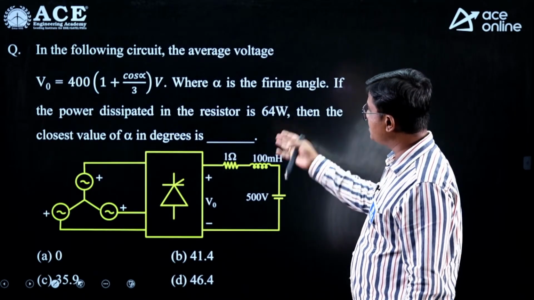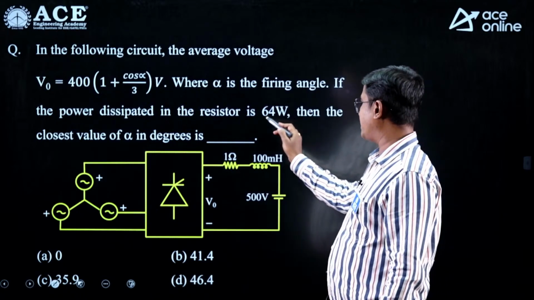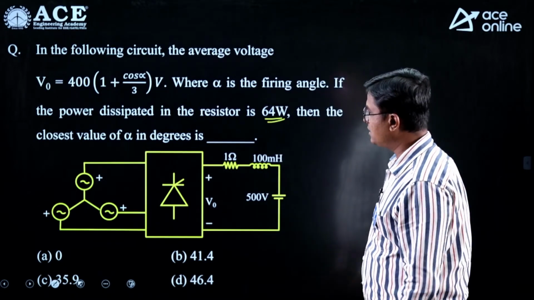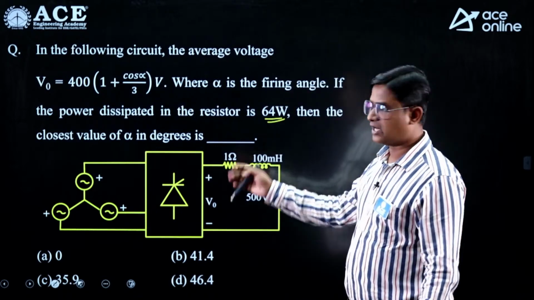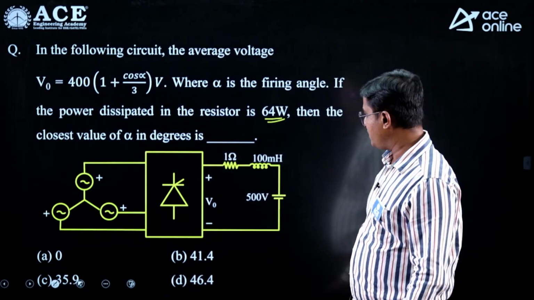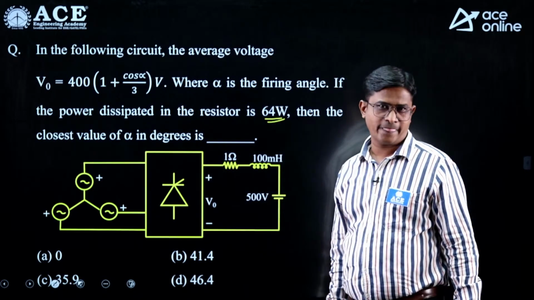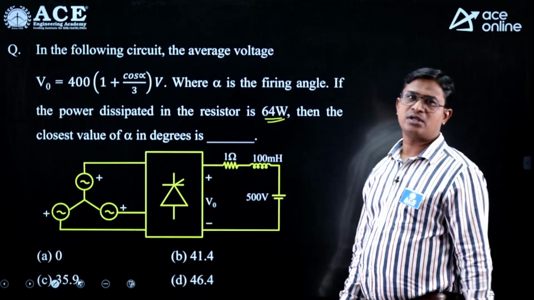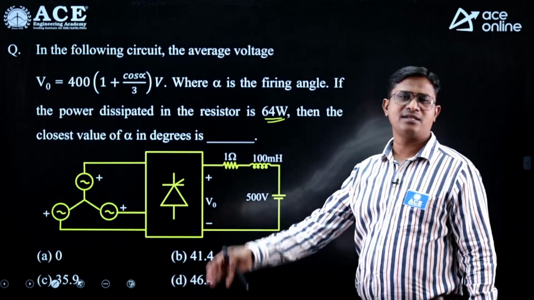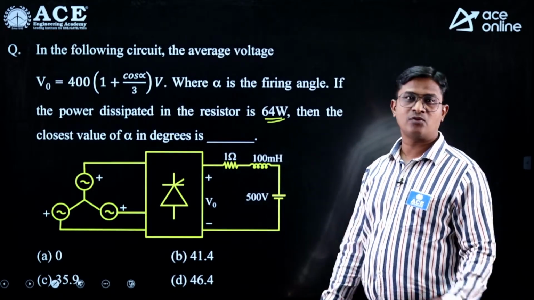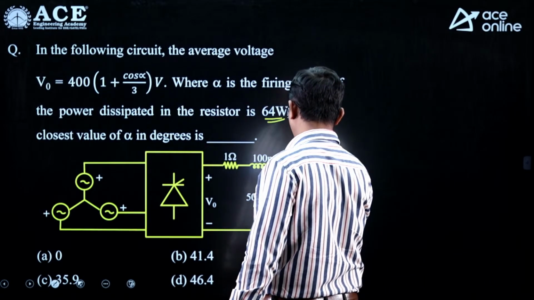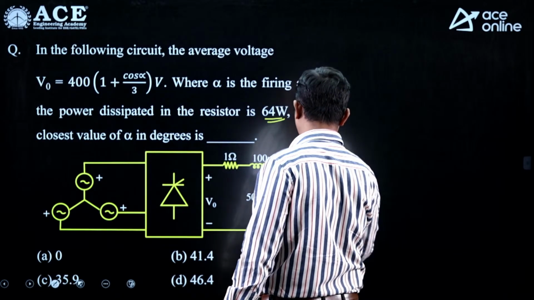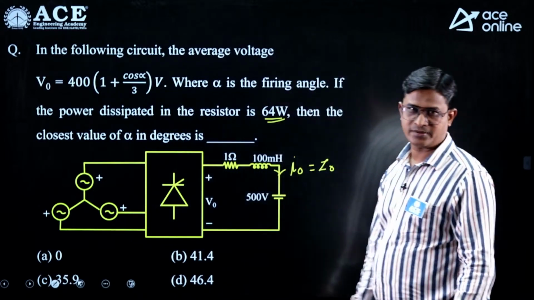If the power dissipated in the resistor is 64 watt, then the closest value of alpha in degree is. So they are asking what is the value of alpha, right? Now here the load is RLE. As we know, if the load is RL or RLE, in our syllabus we are having only highly inductive load. So simply consider here my load is highly inductive, meaning load current is a constant.